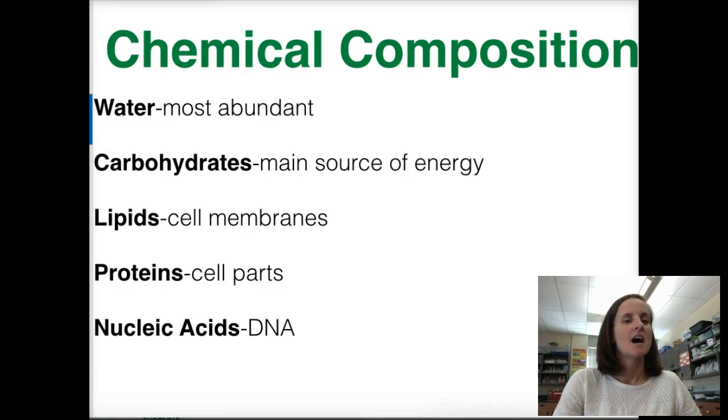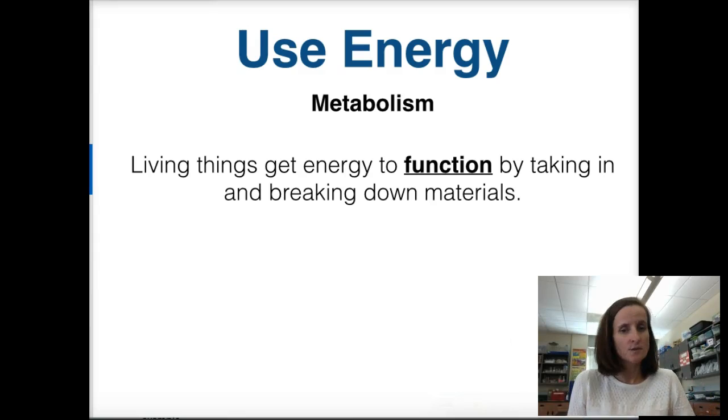So if you're a living thing, you have cells, and you have chemicals that perform necessary processes inside of those cells. If you are a living thing, you use energy. We call this metabolism. Living things get energy to function by taking in and breaking down materials. So we will talk about this in two forms, photosynthesis and also cellular respiration. Your cells cannot function without energy. And so organisms in general have this method for taking in materials to get energy. For us, we call that cellular respiration.